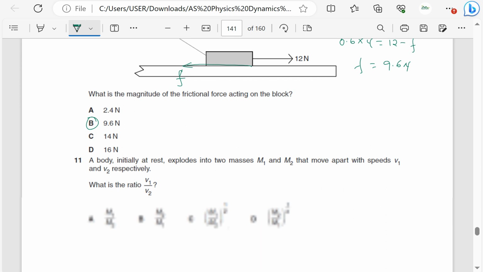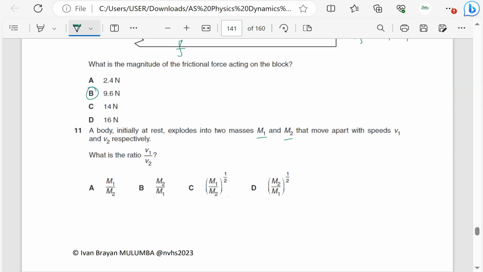A body initially at rest explodes into two masses, m1 and m2, that move apart with speeds v1 and v2 respectively. What is the ratio v1 over v2? So we have answered a similar question.